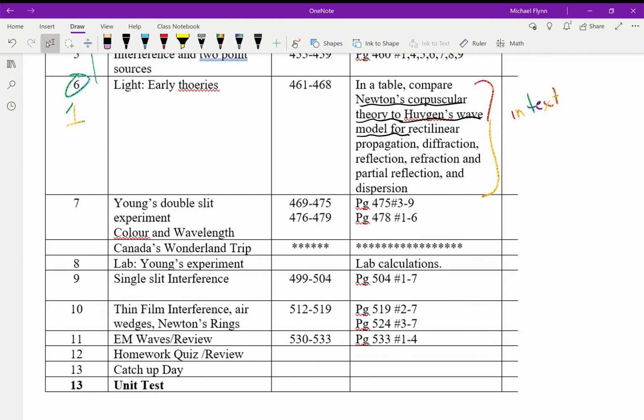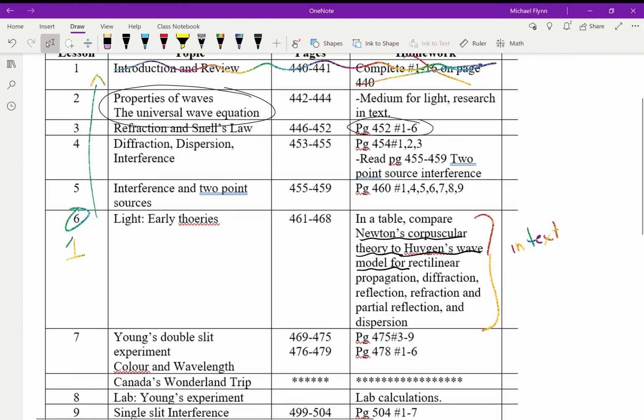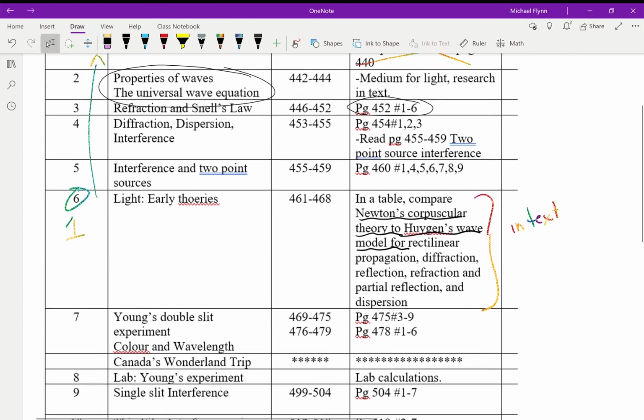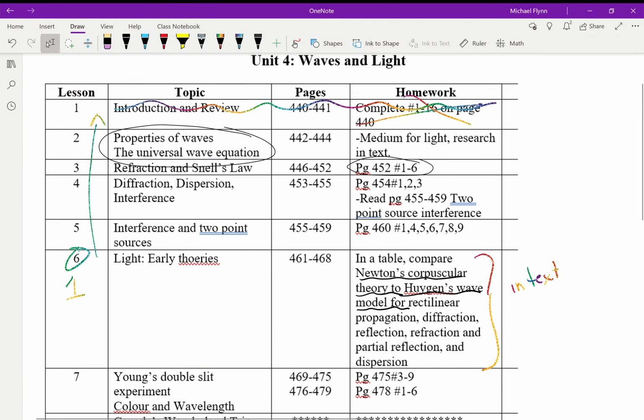So for today, you should have done lesson 6 already. We did lesson 2, but there's no homework in lesson 2. I would do lesson 3. There are 6 questions there. You should have done this already, so I'm going to cross this out. Do that, it won't take very long. You might have to read the equation. I'll go over the equation tomorrow very briefly, but it's something you did in grade 10, so just review refraction and Snell's law.